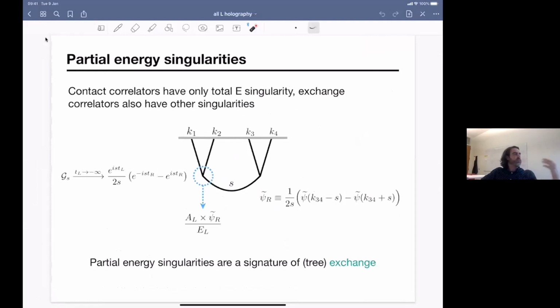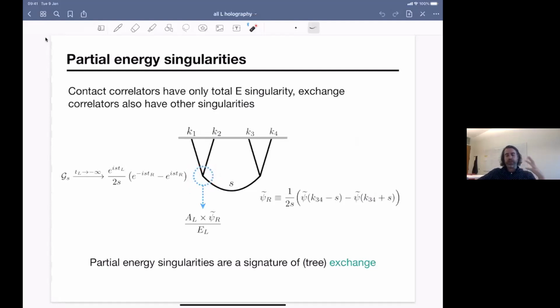Correlators that arise from contact-like interactions in the bulk only have this total energy singularity. But correlators that arise from more complicated bulk processes also have other singularities. So for example, for a correlation function that arises from exchange, there are two interesting points in energy space. One is when the total energy adds up to 0. And the other one is when the energy involved, like in an interaction vertex, adds up to 0.